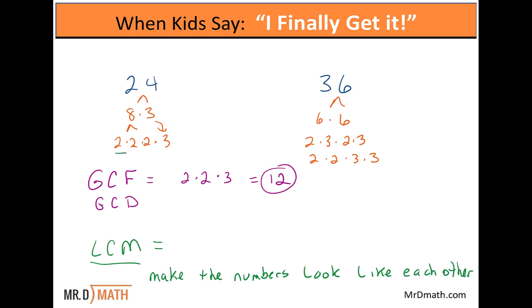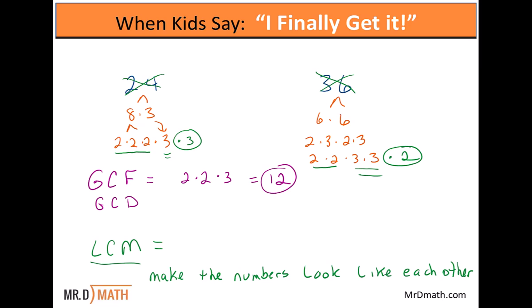Well, do you notice that this number has 3 2's, but this number only has 2 2's? To make them look the same, this number would need another 2. Now, I would look over here and say, but this 36 has 2 3's, but 24 only has 1 3, so it needs another 3. We're going to be putting these numbers on. Now, we don't have 24 and 36 anymore. Why not? Because we have a new number, which is the least common multiple.